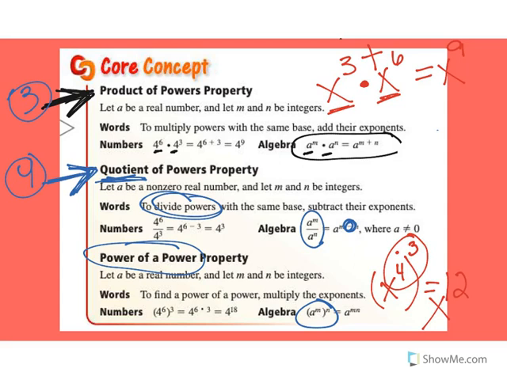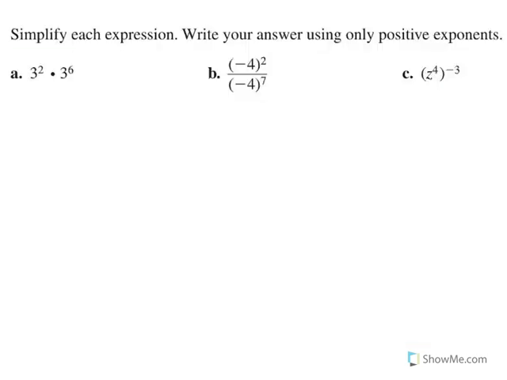Let's do some examples. Here we've got our 3's being multiplied. We're not actually doing anything with our 3's. We're going to keep our 3, but we're going to add our exponents and get 8. It's kind of counterintuitive maybe, that if you're multiplying here, you're adding your exponents.